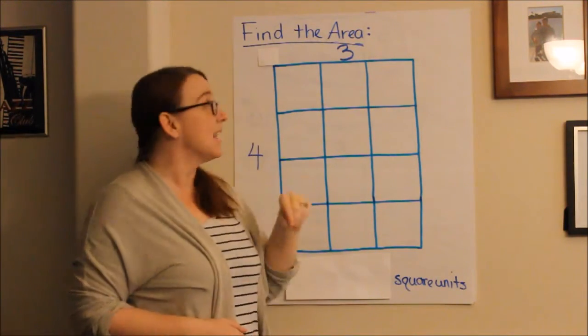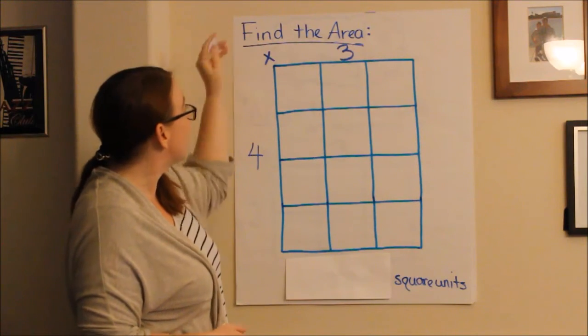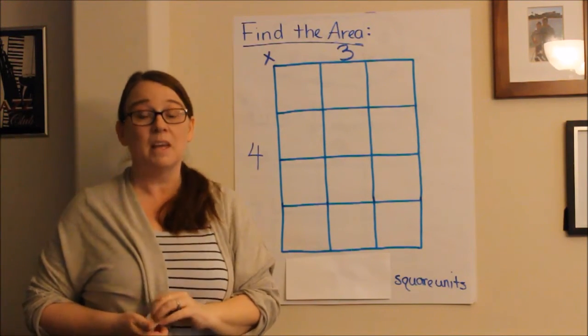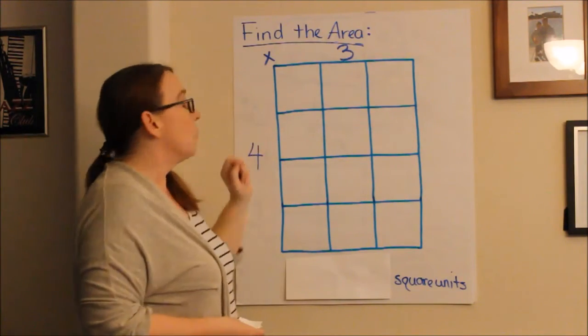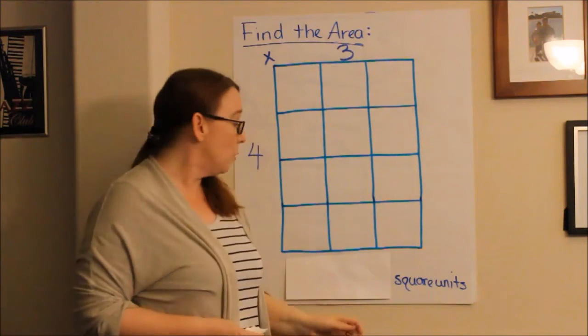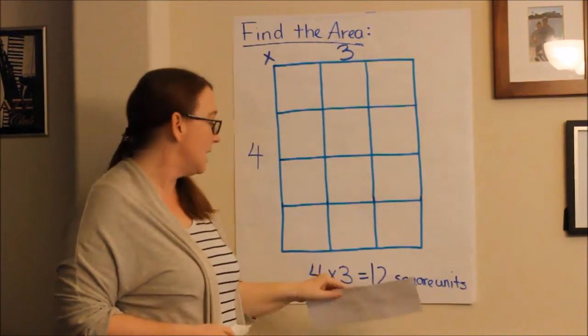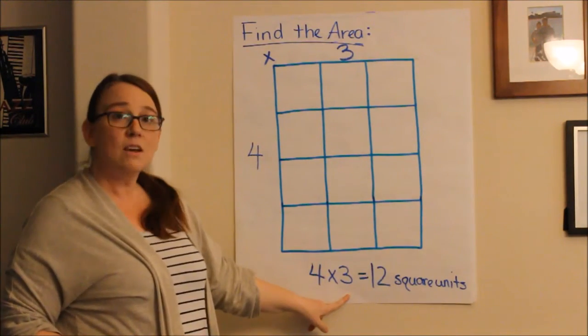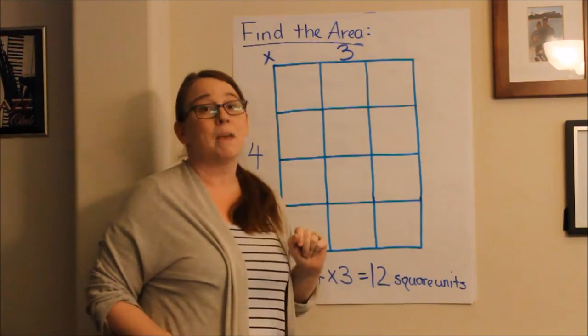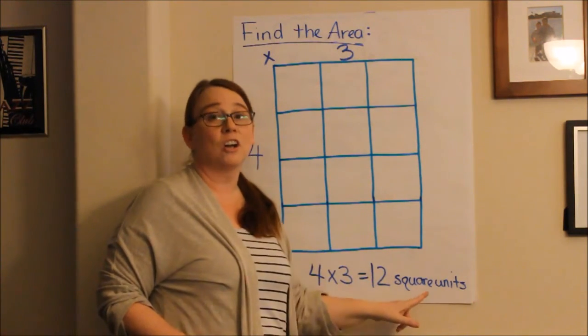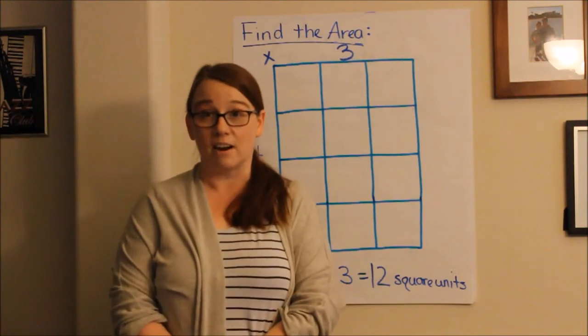To find the area, I'm going to take both sides and I'm going to multiply them to figure out how many square units are in my rectangle. I will write that using a multiplication equation, and our equation is going to be 4 times 3, which of course equals 12 square units. Make sure you label the square units. So that's how we know we're finding area.